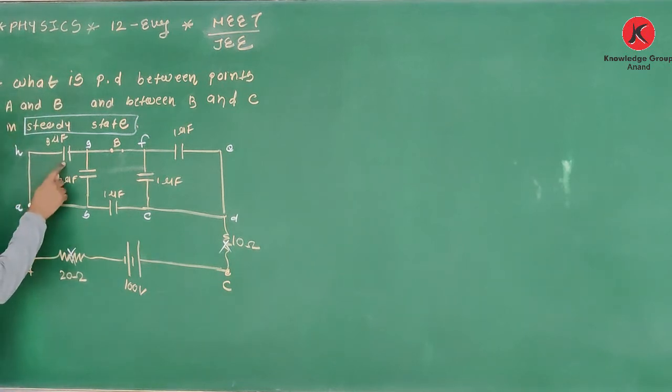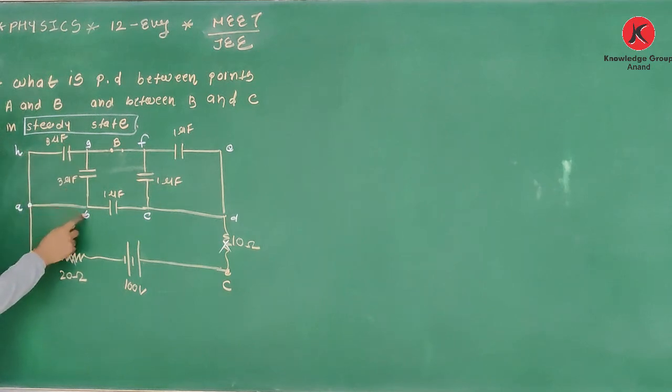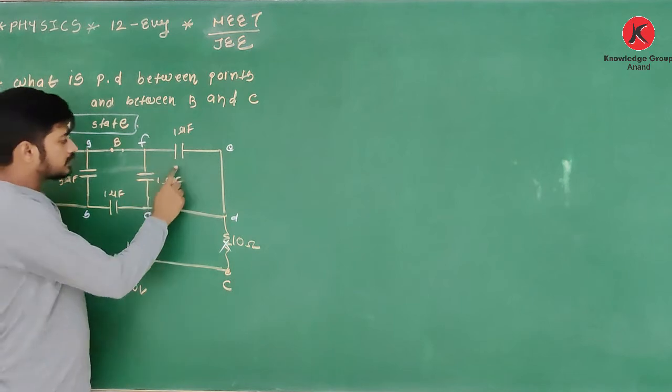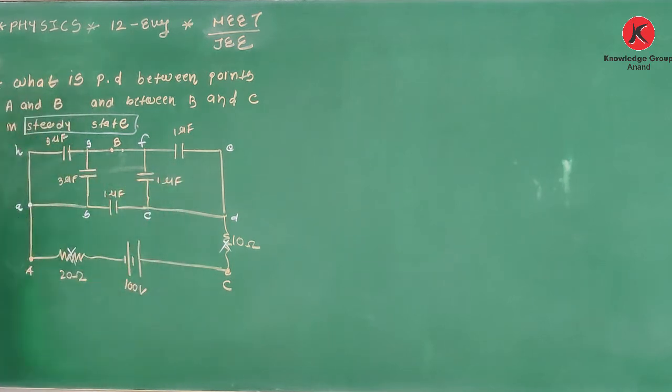Now see this capacitor, its two ends, G and H. This capacitor, its one end is G, another end is B. But see, B, A and H are common points, which means these two capacitors have common ends. Their one end is at G and the other end is this. So these two capacitors are in parallel connection. Similarly, these two capacitors are also in parallel connection.